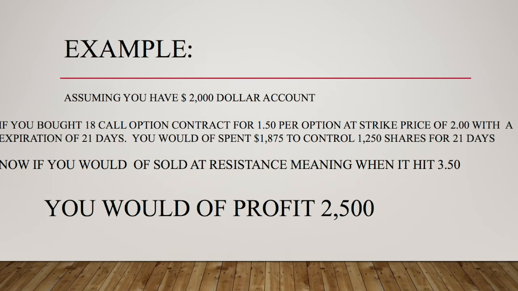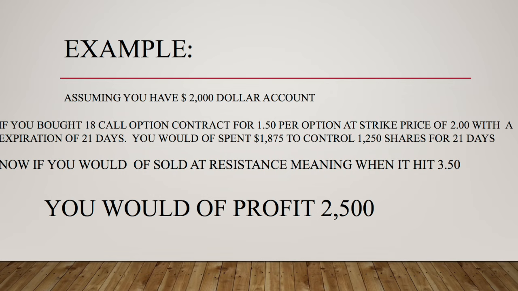So now, this is an example. Assuming you have $2,000 in your trading account and you see this technical signal and you want to invest. If you bought 18 call option contracts for $1.50 per option at a strike price of $2 with an expiration of 21 days, you would have spent $1,875 to control a whopping 1,250 shares for 21 days. That's pretty amazing. If you would have bought it by stock, you would have spent around $2,500.